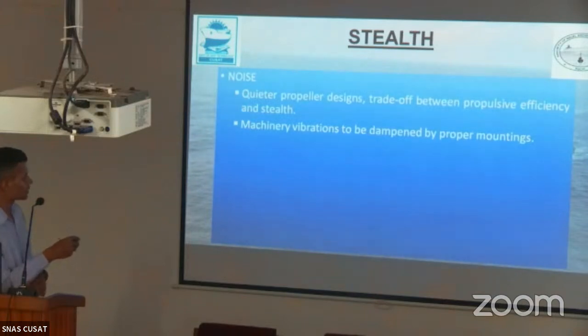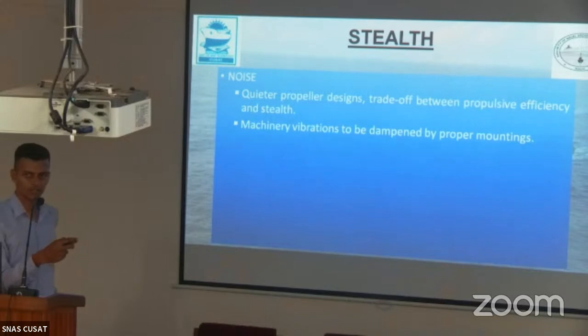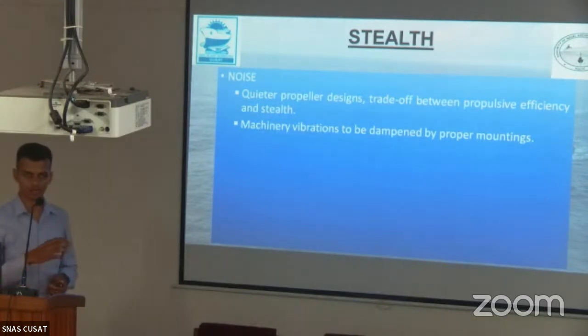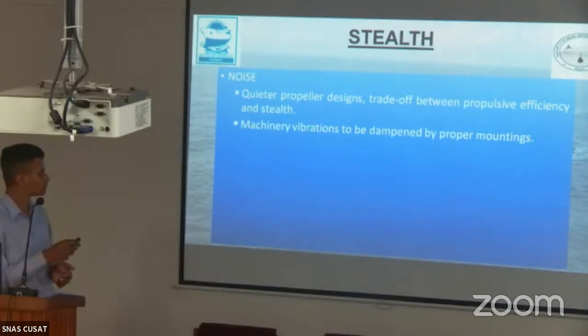So again, coming to noise, we need to design our propeller in such a manner that the noise of the propeller is minimum. Now, if we go on optimizing this single thing, then it might happen that the propulsive efficiency will decrease. So it is a perfect trade-off that the naval architect has to decide upon. It is a very debatable topic because you need to design a propeller which has the least noise and the maximum propulsive efficiency.